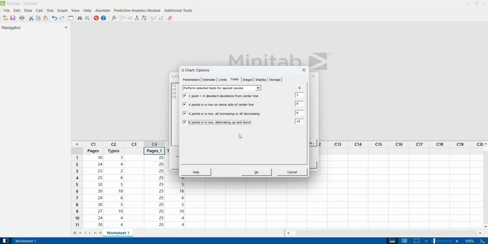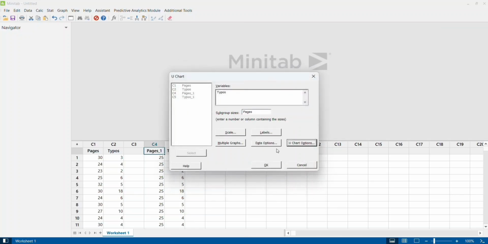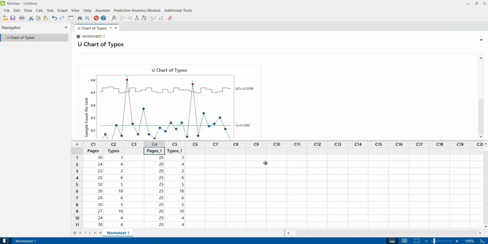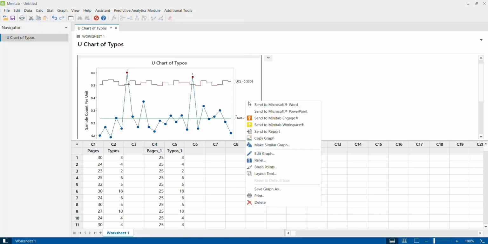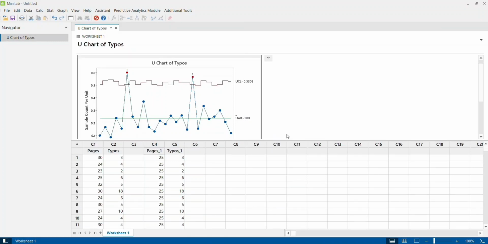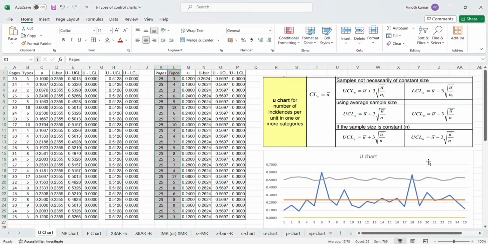So this is about data points going outside the control limits, 9 data points on the same side of the central line, 6 data points all increasing or decreasing, and 14 data points toggling or alternating up and down. So I click OK. I get the same chart that we saw in the Excel file. So let me copy and paste it so that it becomes easy for us to compare. So let me copy this graph, take it to the Excel file, paste it here.